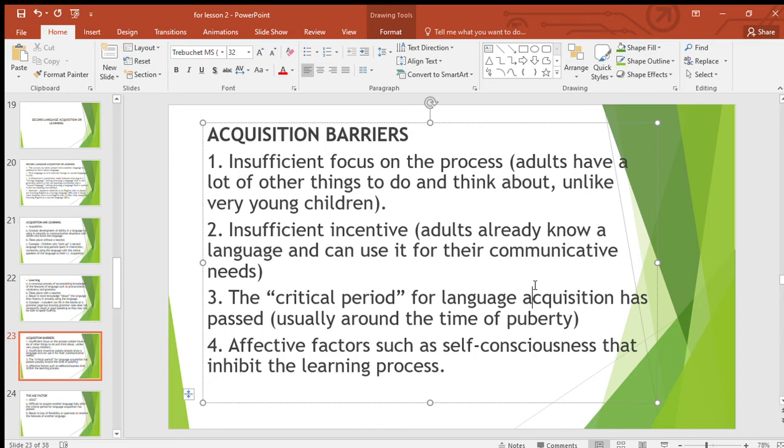Next is affective factors such as self-consciousness that inhibit the learning process. Of course, in a classroom setting, how will you know if the student learned? You need to ask them, right? So you ask the student, but the student is conscious. They don't have self-esteem. They're not confident enough.